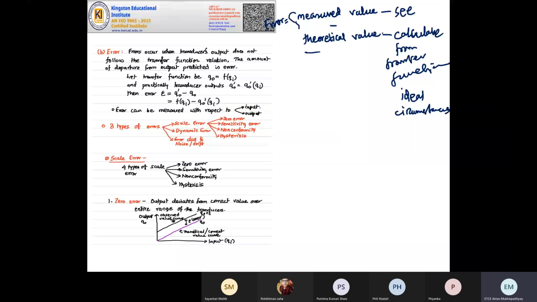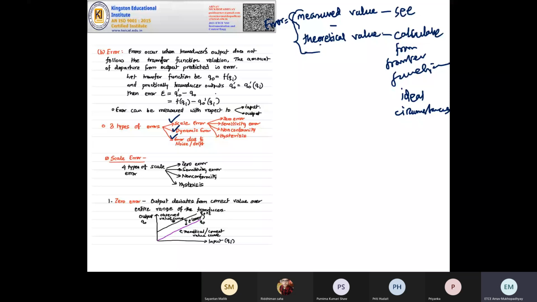So error can be again classified into three types: scale, dynamic, and error due to noise or drift. The scale error again is classified into types: zero error, sensitivity error, non-conformity, and hysteresis. So first one is scale error.